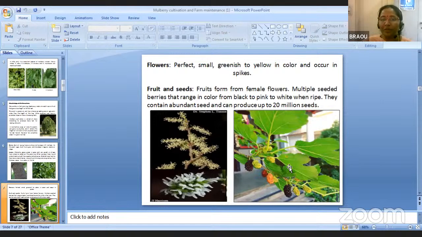Coming to the flowers, perfect, small, greenish to yellow in color, and they occur in spikes. So you can see over here in this flower, they have those spike-like structures. So they occur in spikes.